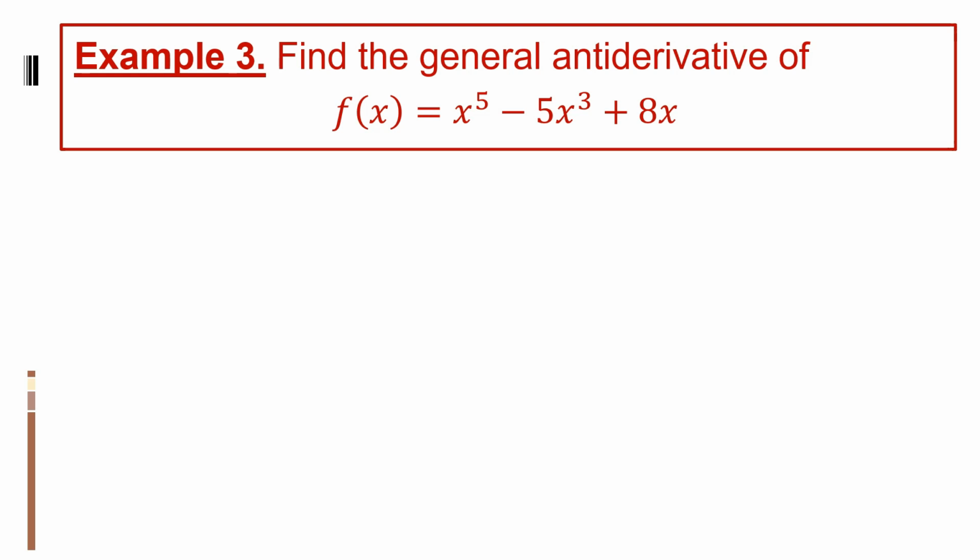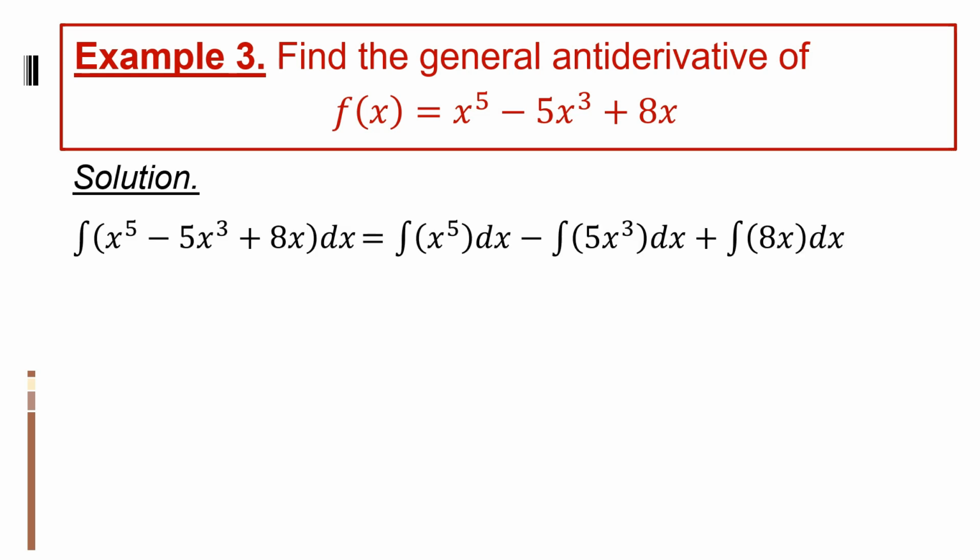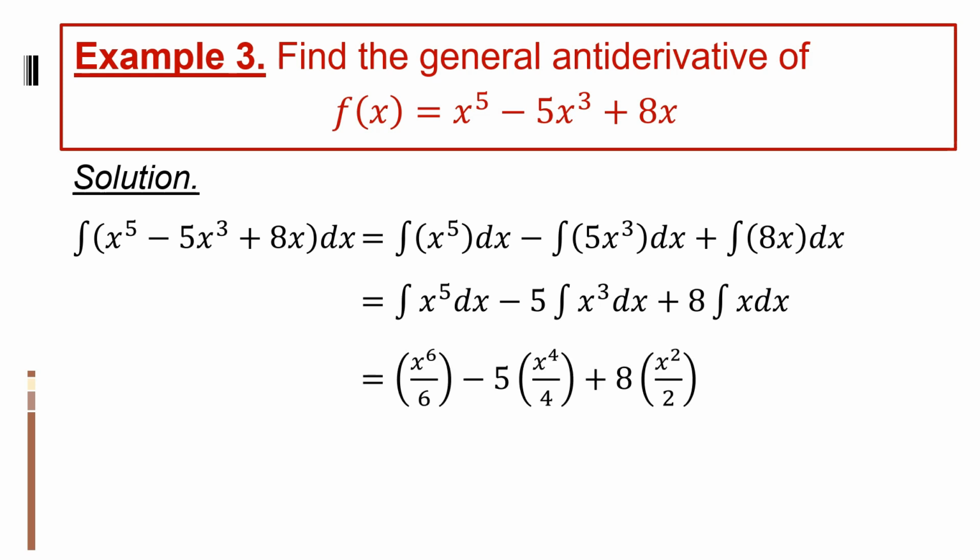Let's find the general antiderivative of x raised to 5 minus 5x cubed plus 8x. So for our solution, ganun ulit, paghiwalayin natin yung mga terms. So we have the integral of x raised to 5 dx minus the integral of 5x cubed dx plus the integral of 8x dx. Then we have the integral of x raised to 5 dx minus 5 times the integral of x cubed dx plus 8 times the integral of x dx.